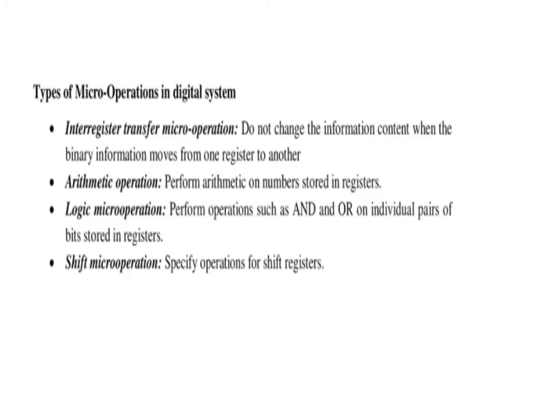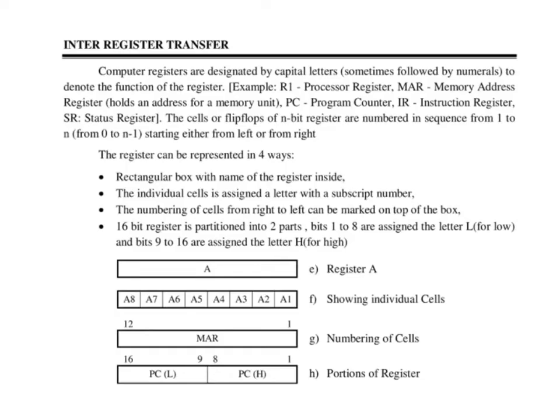The types of micro operations used in a digital system are inter-register transfer micro operation, arithmetic operation, logical operation and shift operation. This is the inter-register transfer, and it consists of several registers which are designated by capital letters. It consists of processor register, memory address register, program counter, instruction register and status register.